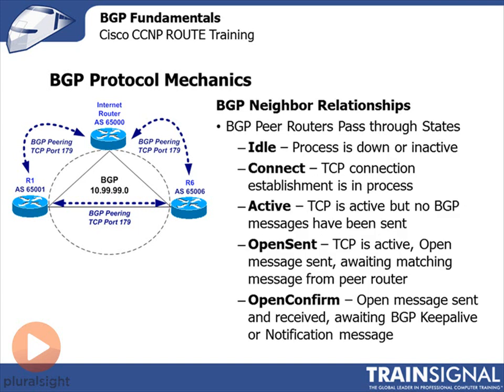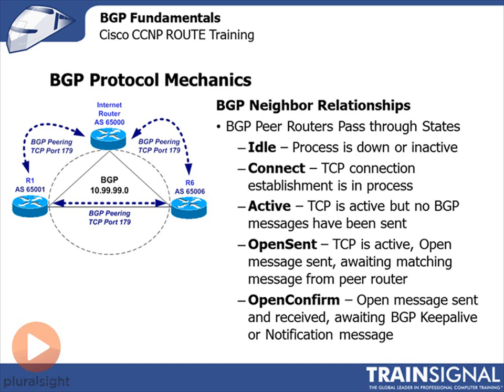Now, as BGP peers are establishing the relationship with neighbors, they pass through several states. Now, this is not West Virginia and North Carolina. It's actually different stages, you might say. The first stage or state is idle. It means the process is down or inactive. You'll frequently see this when you first configure a neighbor relationship. The next is the connect state. It means that the TCP connection is in the process of being established.